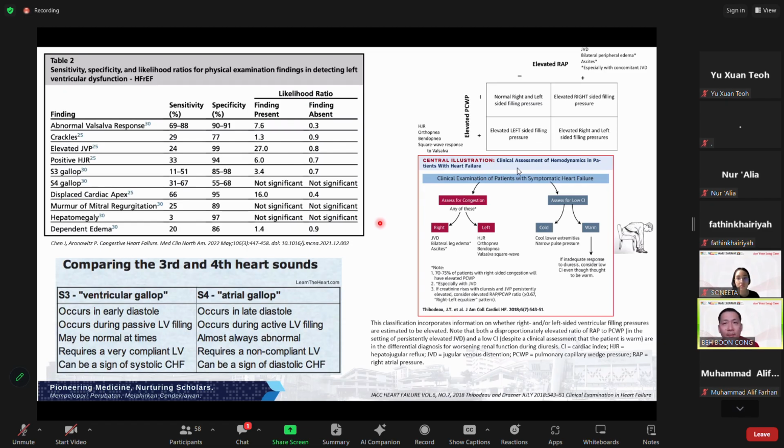And that is for pharmacological treatment. For non-pharmacological treatment, it's like your fluid restriction and low salt diet. These are important. Okay. Anything else?